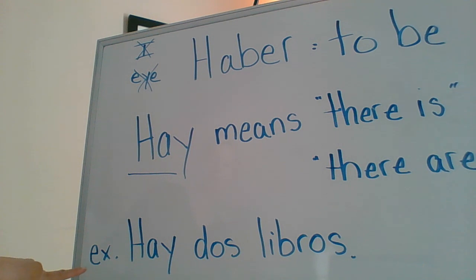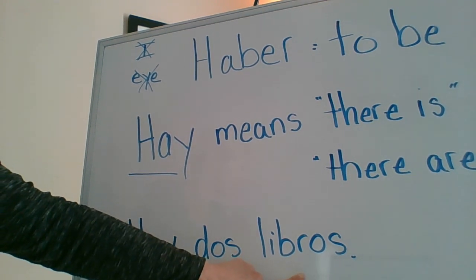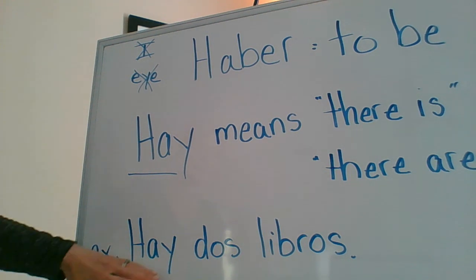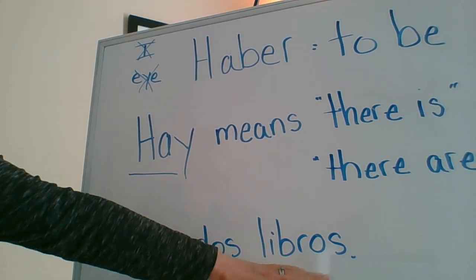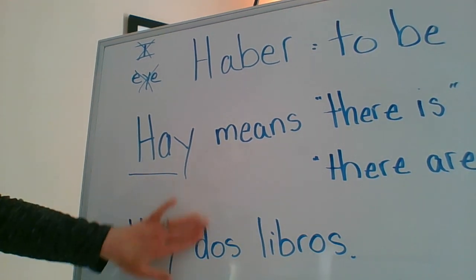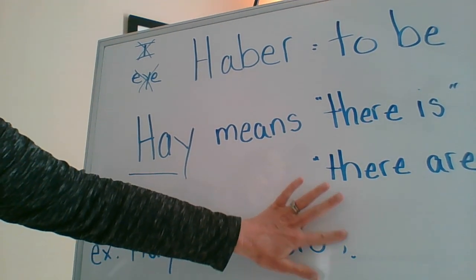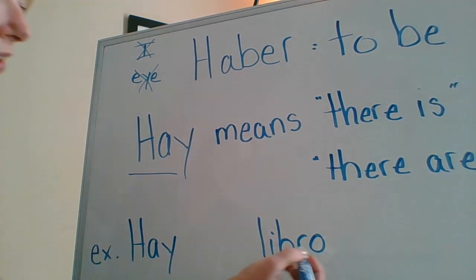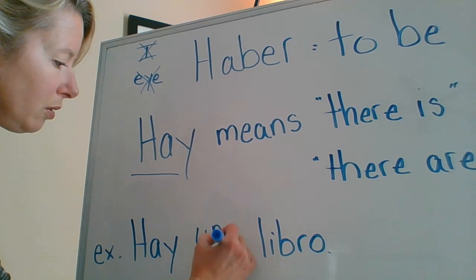So for example, if I wrote the sentence, hay dos libros, what I'm saying is there are 2 books. If I wanted to say there is 1 book, muy fácil, that's very easy. I just get rid of this S, which makes everything plural. And I would change this to un.